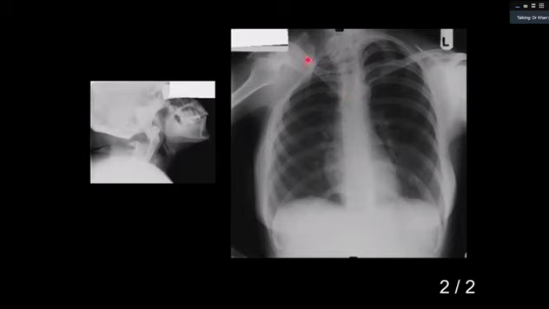And you can see that there is a high riding scapula, and with that you can see loss of segmentation or fusion, and you can see rib abnormalities. Similarly, other cervical spine abnormalities like spina bifida, etc., are also associated at times.